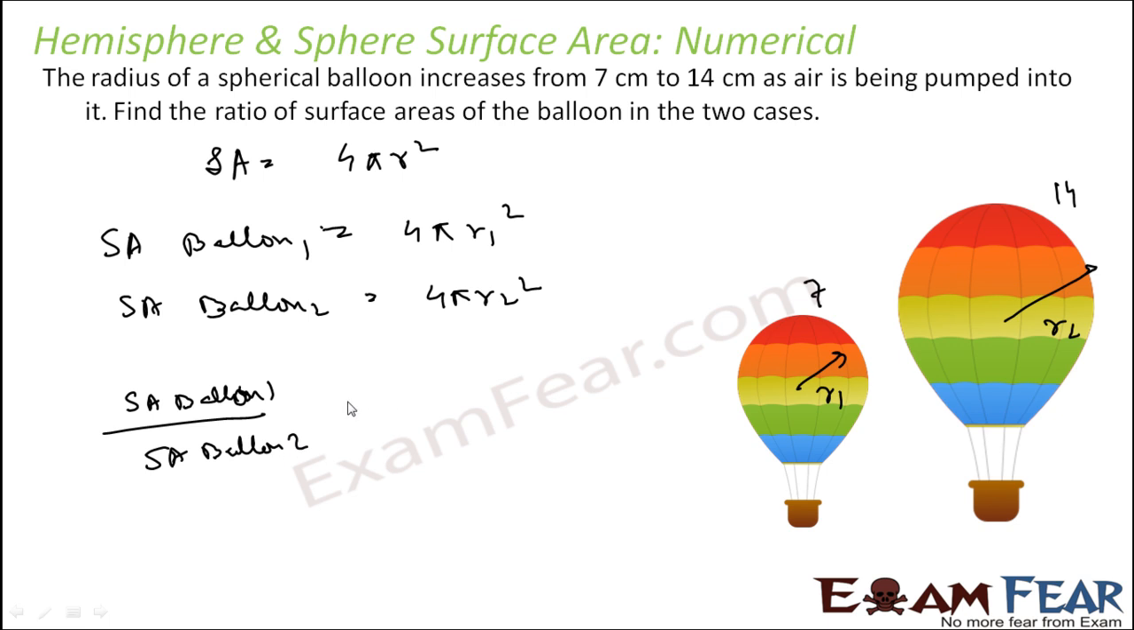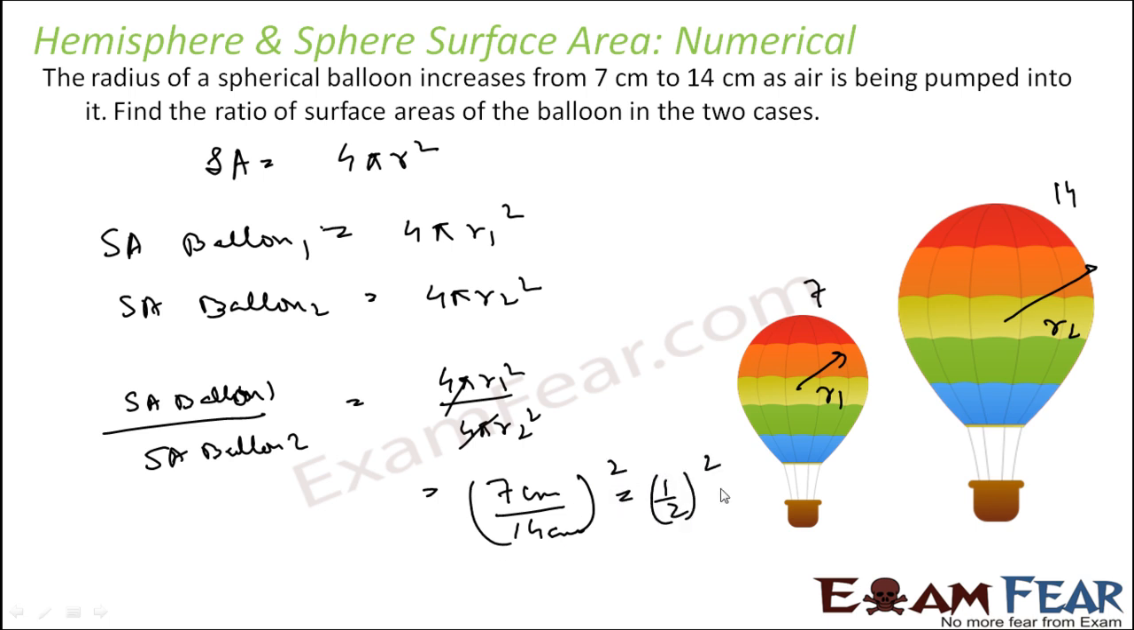is 4 pi r1 square over 4 pi r2 square. Pi cancels, that is r1 square by r2 square. So what is the value of r1? 7 centimeter by 14 centimeter square, that is nothing but 1 by 2 square, that is nothing but 1 by 4. The ratio of the surface area in this case will be 1 by 4.